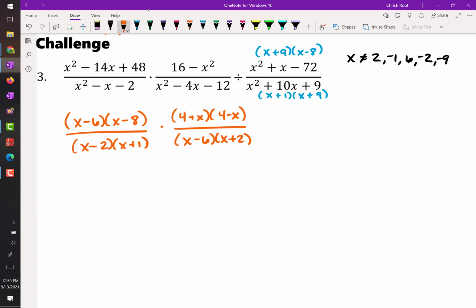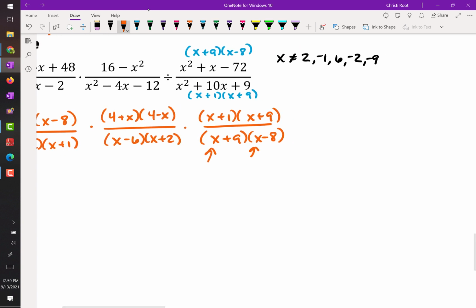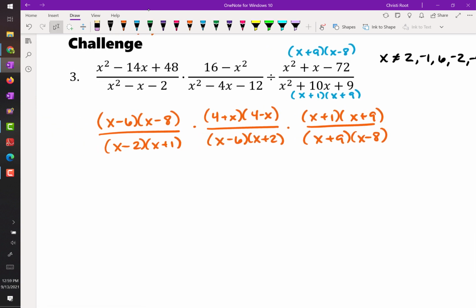So what I'm going to do now in orange is I'm going to multiply by the reciprocal and just do a little flip-flop real quick. And just check and see if I have any additional excluded values. That one's already included. This one is not. So I have a grand total of 6 excluded values in this challenge problem.